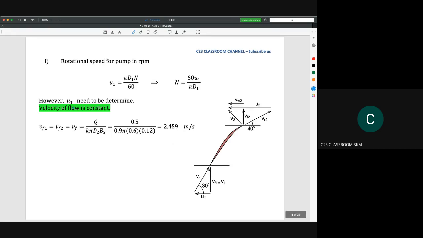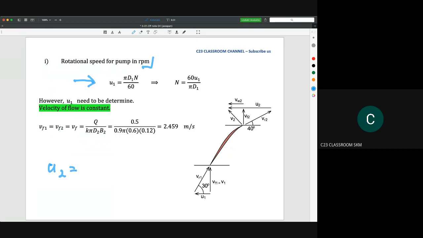So we may start our calculation. The first question is we need to calculate the rotational speed for the pump. So this is a quite straightforward question, because if you look at all the equations, there is only one equation which has the value of n. So that equation is u. So u equal pi D N over 60, like this. So then you have two options. You may write u1 and u2.